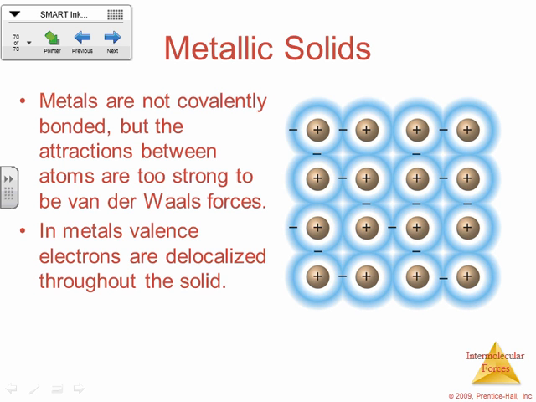But the valence electrons are delocalized, right? They're just kind of floating free. And that's the reason that metals are such good conductors of electricity, even as solids, because they have these free-flowing valence electrons. And in order to conduct electricity, you need the electrons to be able to move throughout the solid.